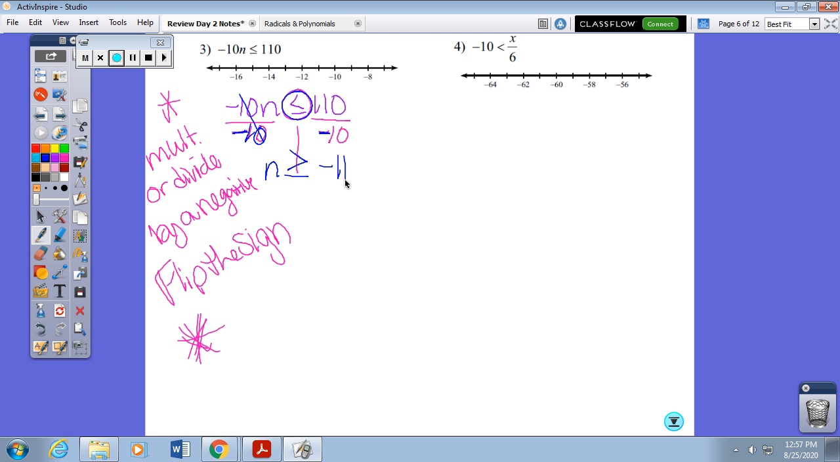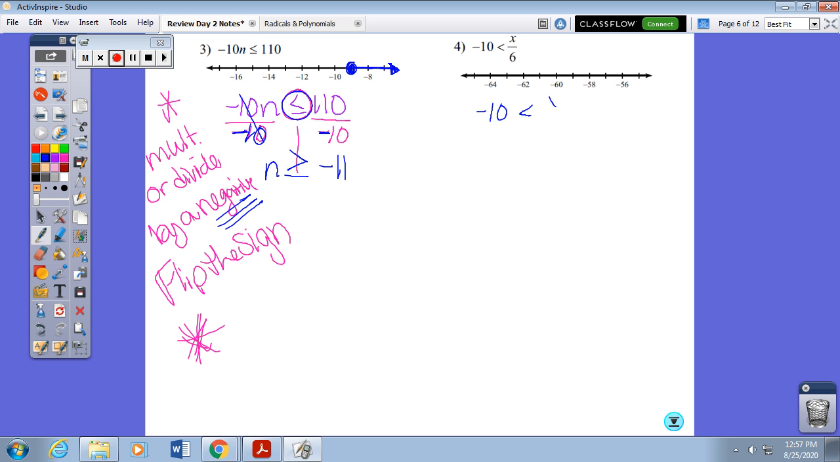That's what I got here. Yes. Okay, so then I'm going to go ahead and graph that. So here's negative 11. It's or equal to, fill it in. There we go. That's only when multiplying and dividing by a negative number. It's got to be negative. Okay, so here we go.